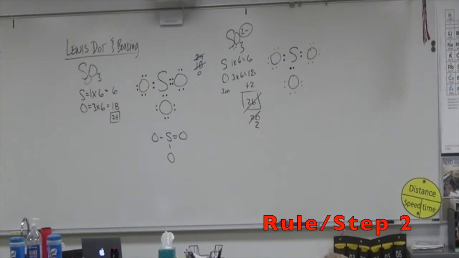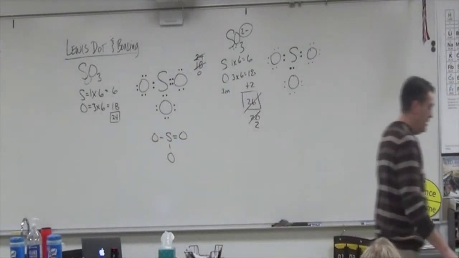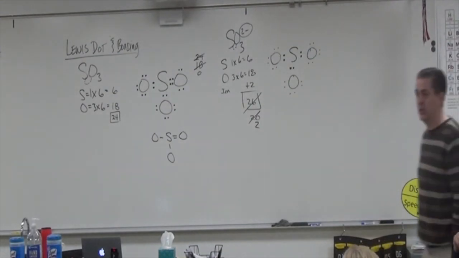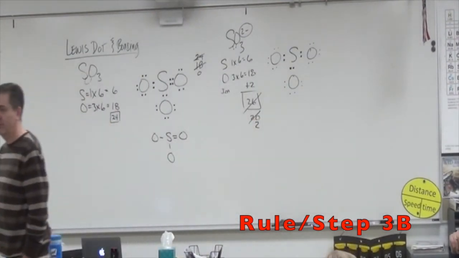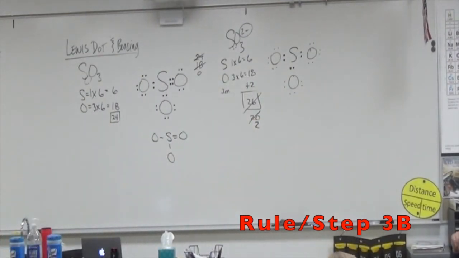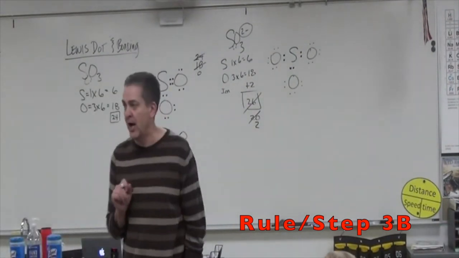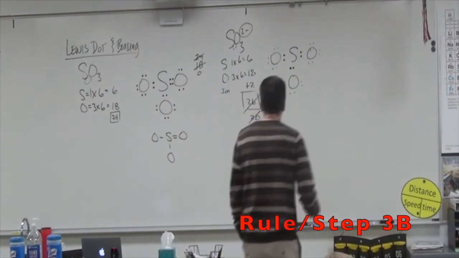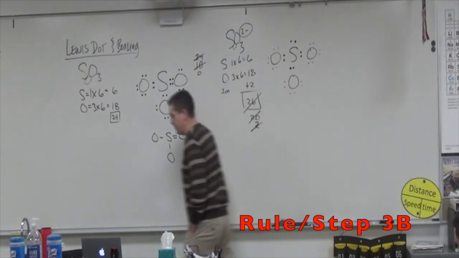My outside all have 8. And they needed 8. I have 2 left over. And here's my rule. Any that are left over go on the central atom. No matter what. So if you have 4 left over, you're going to put 4 on it. Here we have 2 left over. So I'm going to put those 2 right there. I've used them all.